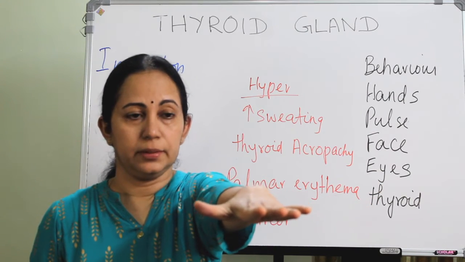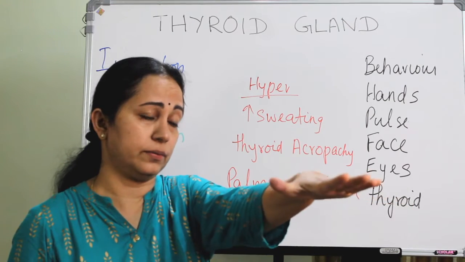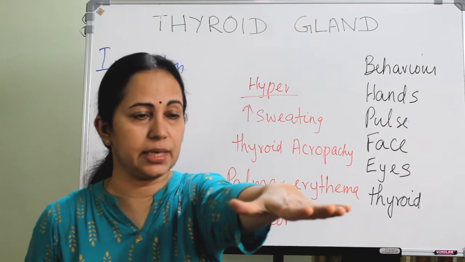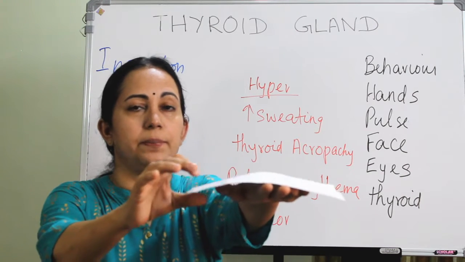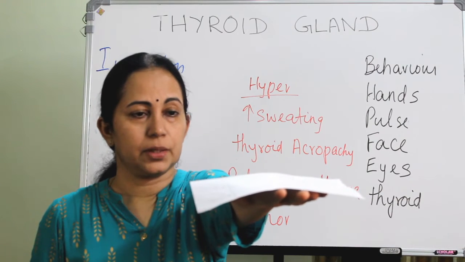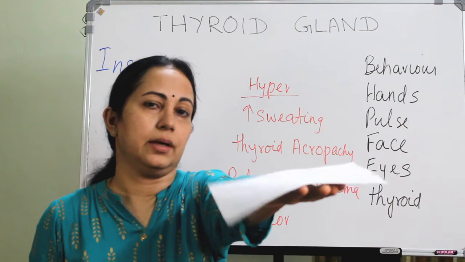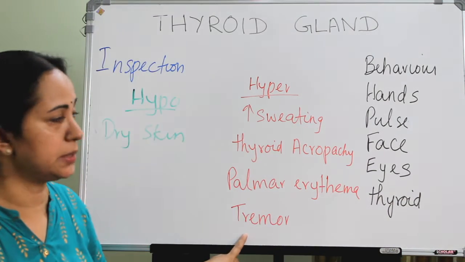Look for tremor. If there is a good amount of tremor, you can see that with outstretched hands. If there is a minimal amount of tremor, you can inspect it by placing a piece of paper over the outstretched hands. If there is tremor, you can see the paper moving or trembling in front of you. Okay, so that is how you have to examine the tremor.